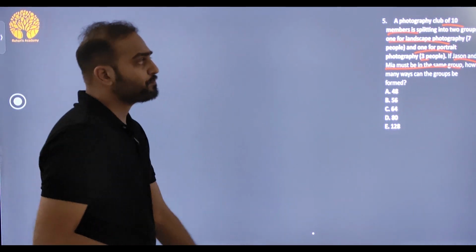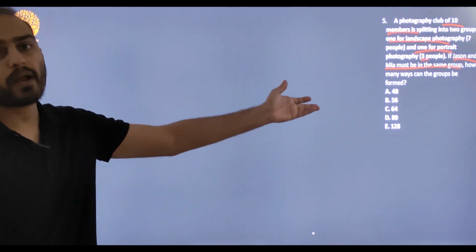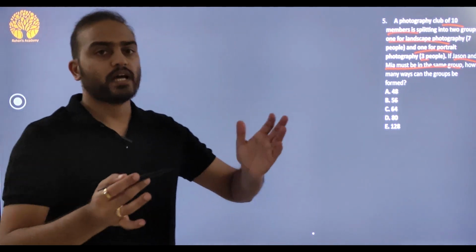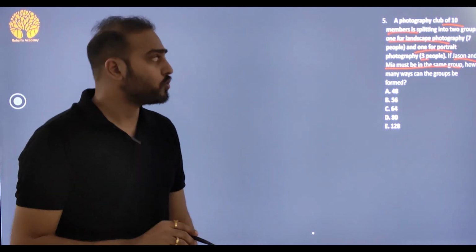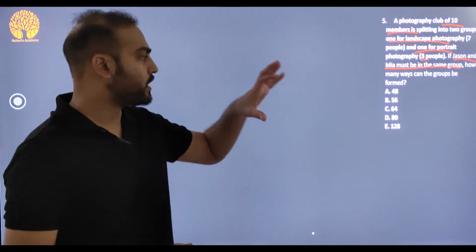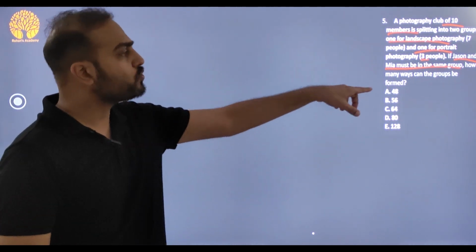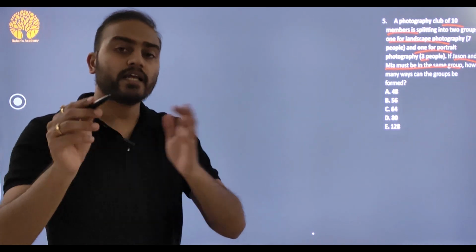Again, think about it. Repetition is clearly not allowed. Order does not matter. Whose name comes first in the group does not matter. So this is again a combination question. Now think you are the photographer. You have to arrange 7 people for landscape, 3 for portrait. You know that Jason and Mia have to be together. So how would you arrange them?